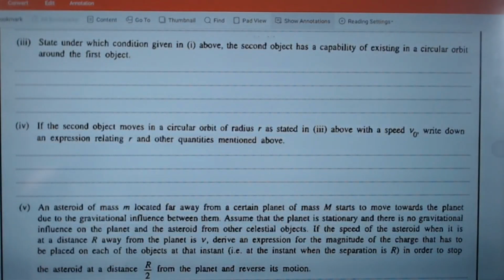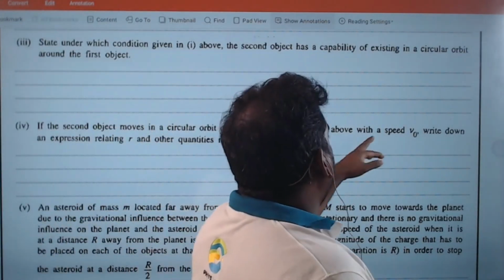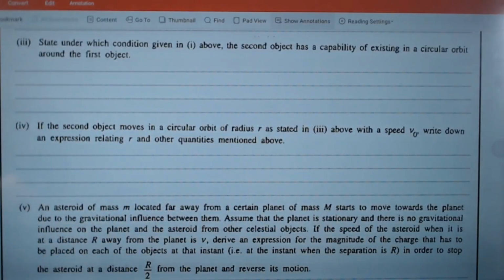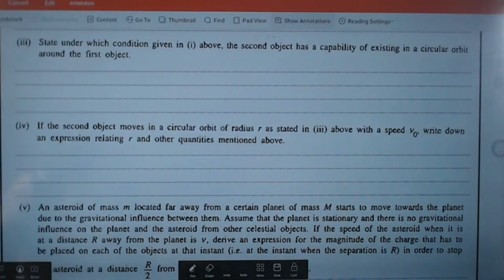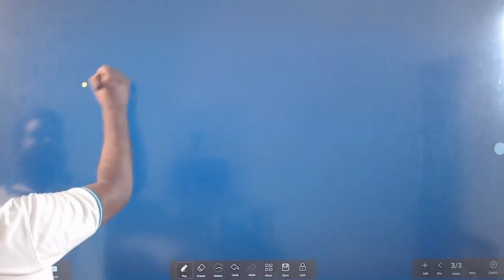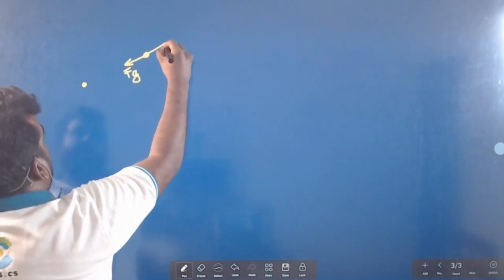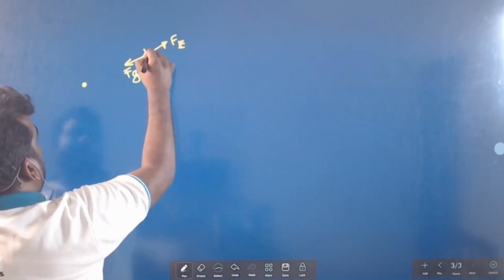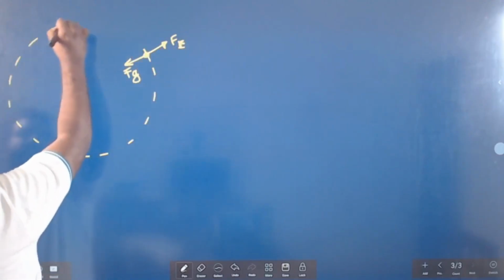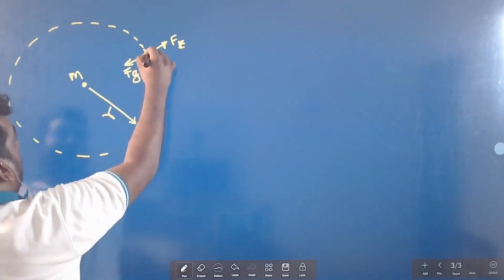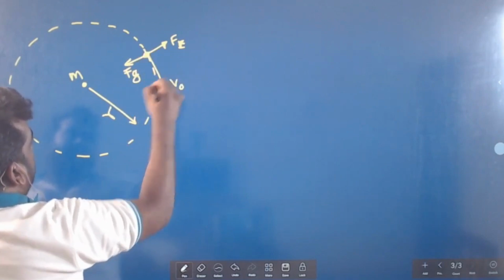Next one. If the second object moves in a circular path of radius r with a velocity v naught, write an expression relating simple r. Right. So now circular motion. If you take gravitational force and electric force, the object is going in a circular path, orbit radius simple r, tangential velocity is v naught.